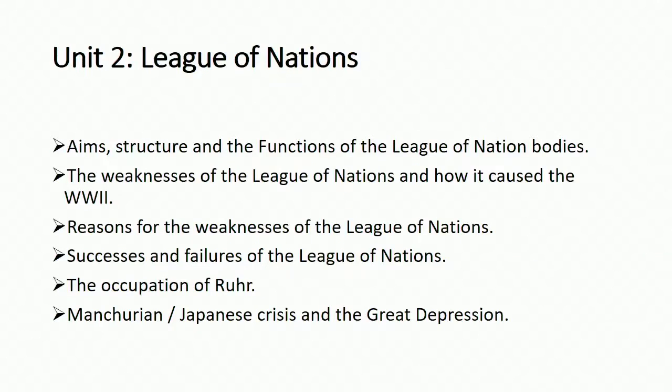So you should also be able to know the reasons for the weaknesses. I think we have talked about this. What caused the League to fail? Let's look at the successes and the failures. Because for the League of Nations, I would like to make some important notes on the successes and the failures of the League of Nations.